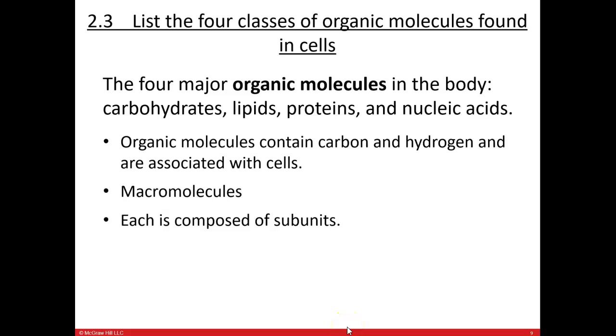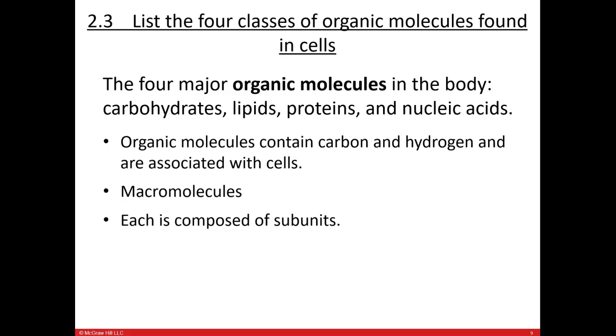Hi everyone, Professor Gustin here, and we're still in the Chemistry of Life, and section 2.3 says list the 4 classes of organic molecules found in cells. The 4 classes of organic molecules are the carbohydrates, lipids, proteins, and nucleic acids.